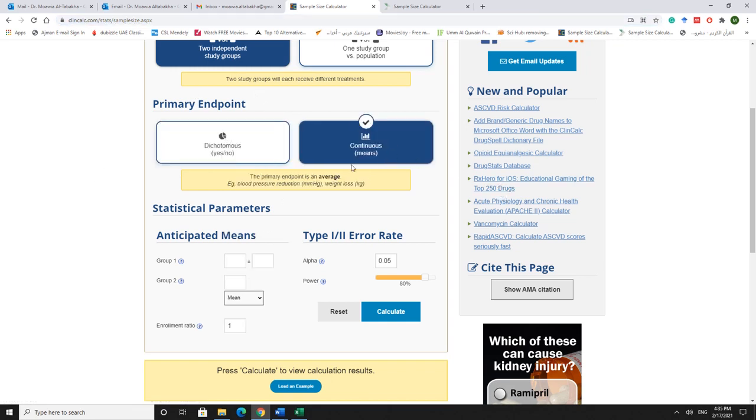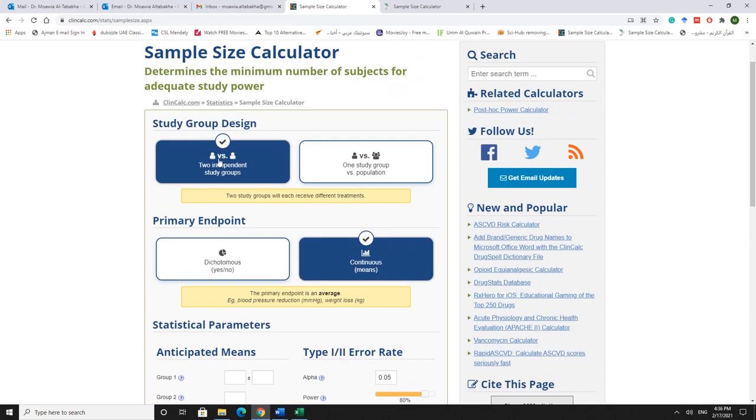Of course, we will talk about the types of endpoints or types of data. It can be categorical, ordinal, or it can be continuous. Continuous like cholesterol level, hypertension. As for dichotomous, like died or not died, had a heart attack or did not have a heart attack, all of these are dichotomous. So you have to choose.